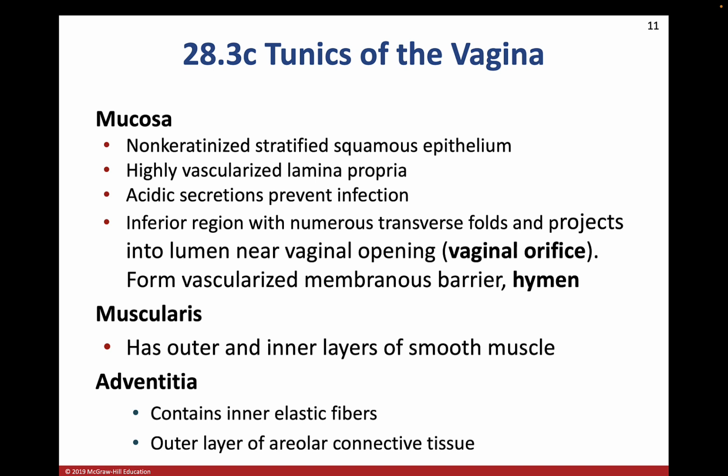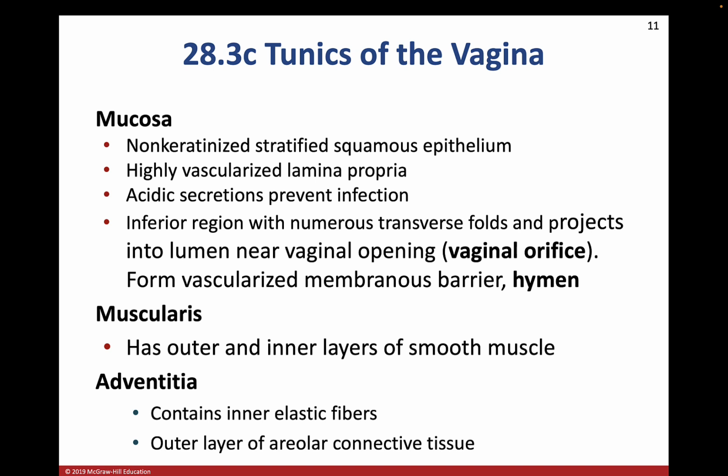Now, the mucosa of the vagina is a non-keratinized stratified squamous epithelium. Remember, we're talking here about the mechanical stress that is associated with intercourse. It has a very vascularized lamina propria. The other thing to keep in mind here is the mucosa is producing acidic secretions, and that is to prevent infection.